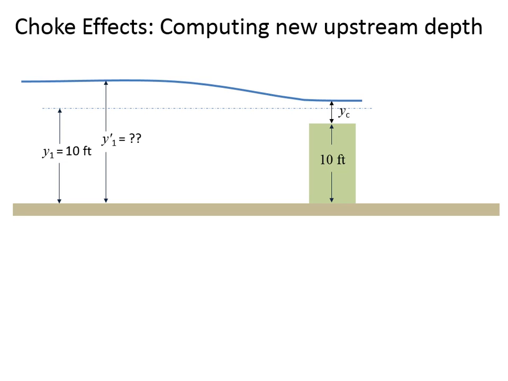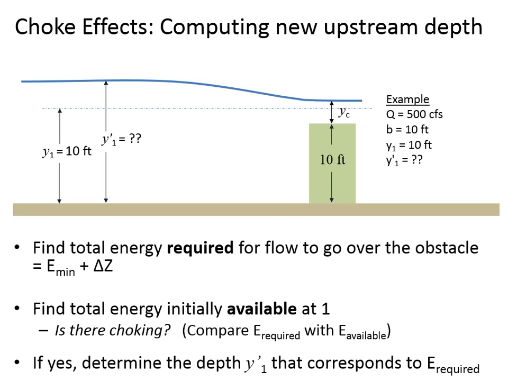And so what we know is the water will pool upstream, so y'1 will increase until there's enough energy upstream to get critical flow over that obstruction. It's not going to get any deeper than is required to just barely have enough energy to get critical flow over that obstruction. So let's go through that process. Let's say, what if we had 500 CFS, the channel width was 10 feet, and we had an initial flow depth y1 of 10 feet. What will be the new y'1? And y'1 is the new depth after pooling.